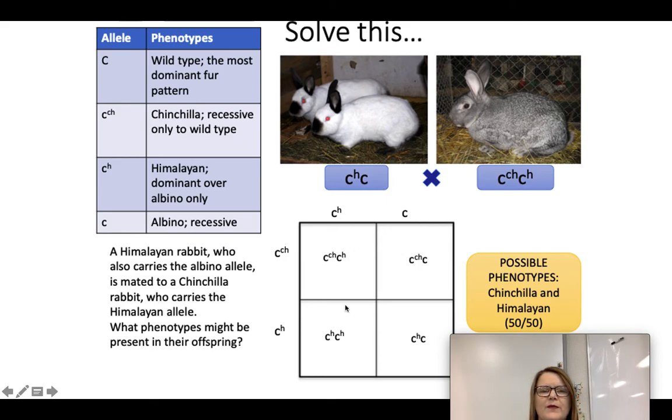So you have several genotypes here, but the phenotypes are just chinchilla and Himalayan, because Himalayan has to have C^h and then something else, either another C^h or a c. Then the chinchilla has to have a C^ch, and it can be C^ch C^h, or it can be C^ch c. Either one would work.